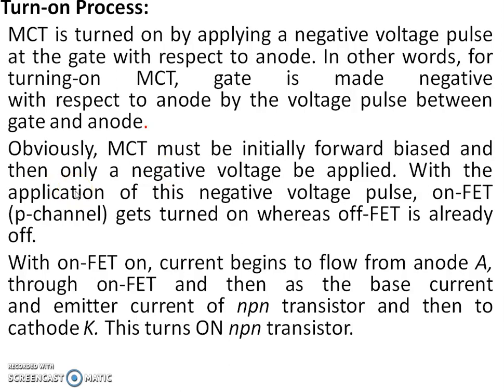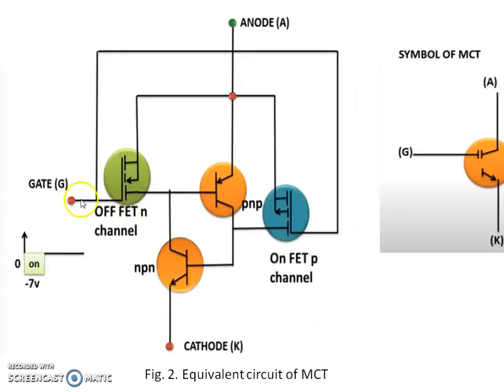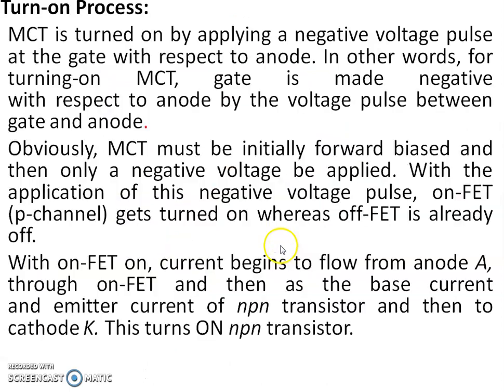Obviously, the MCT must initially be forward biased, and only then a negative voltage is applied. With the application of this negative voltage, the P channel on-FET gets turned on, whereas the off-FET is already off. Look at this. If you are applying a negative gate pulse, initially the MCT is off. So here the on-FET is getting turned on.